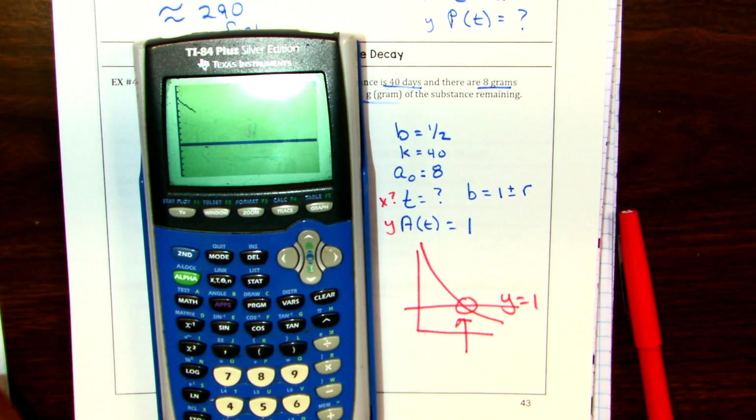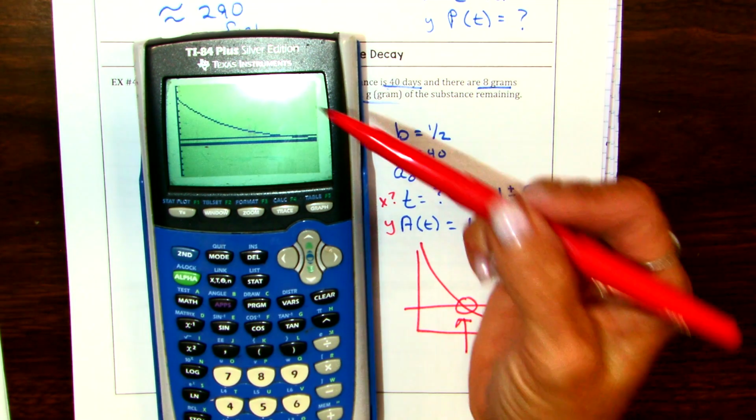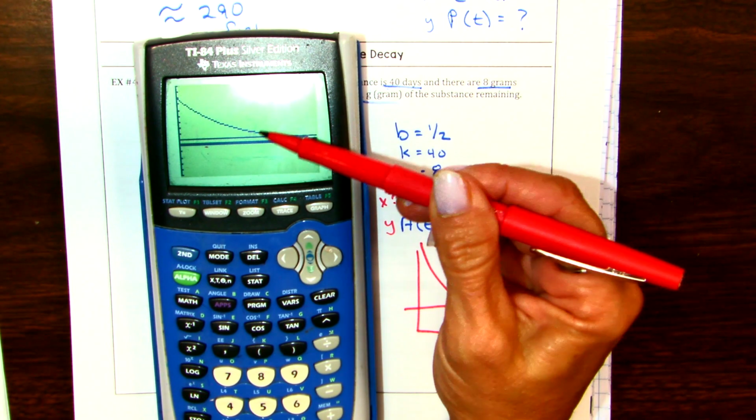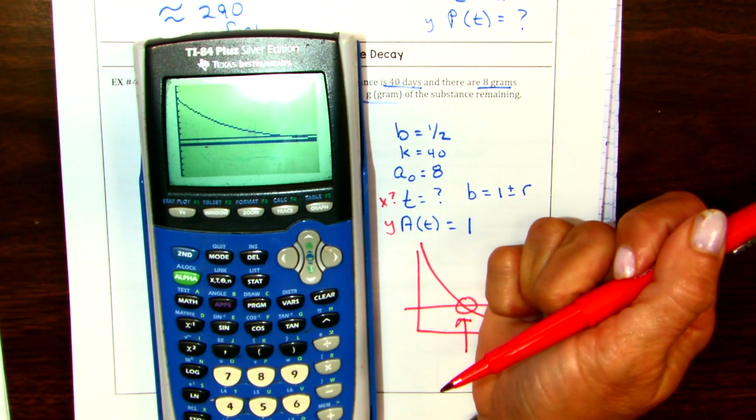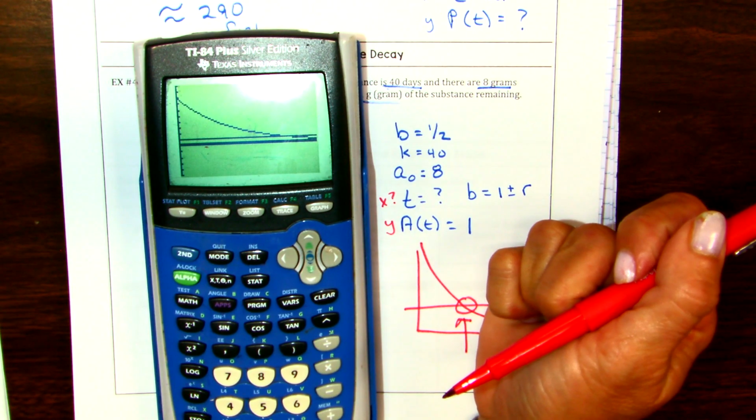There's no one way to set your window to make it perfect. And by the way, I don't need it to be perfect. That isn't perfect, but I can see approximately, look at my pen, somewhere in there, right? So I'm going to let my calculator do the real hard work for me.